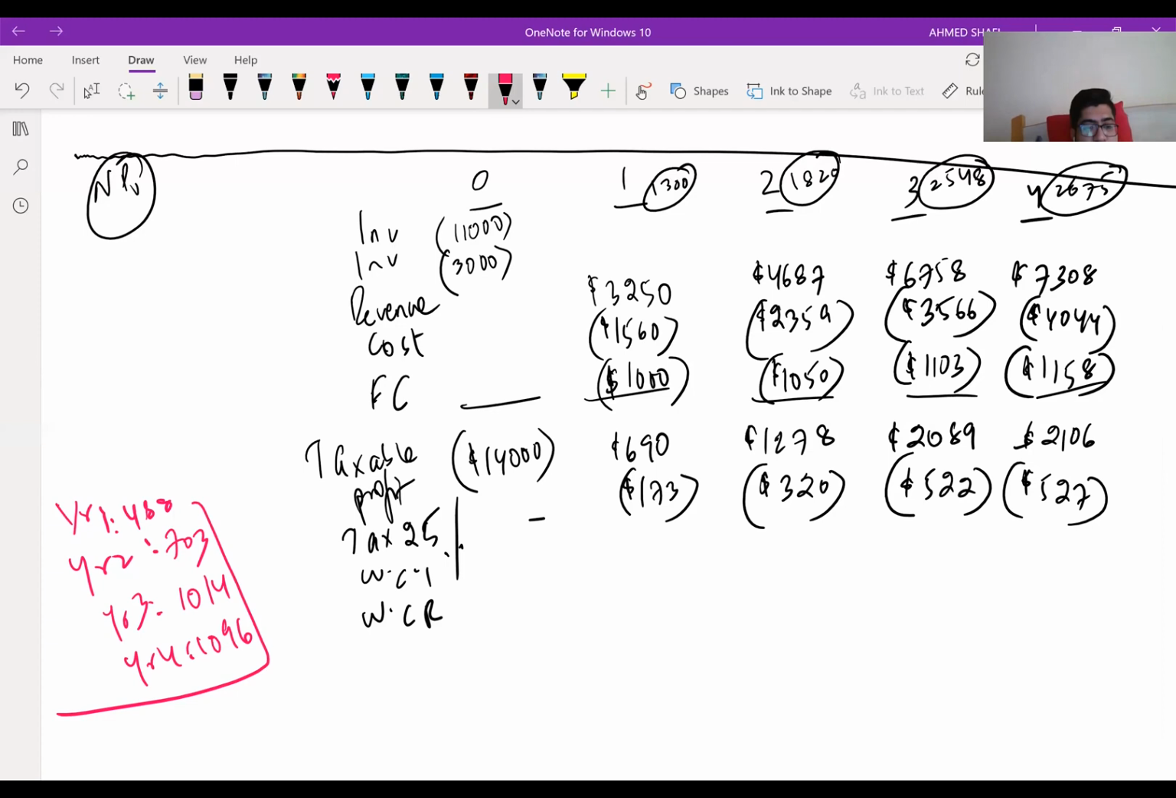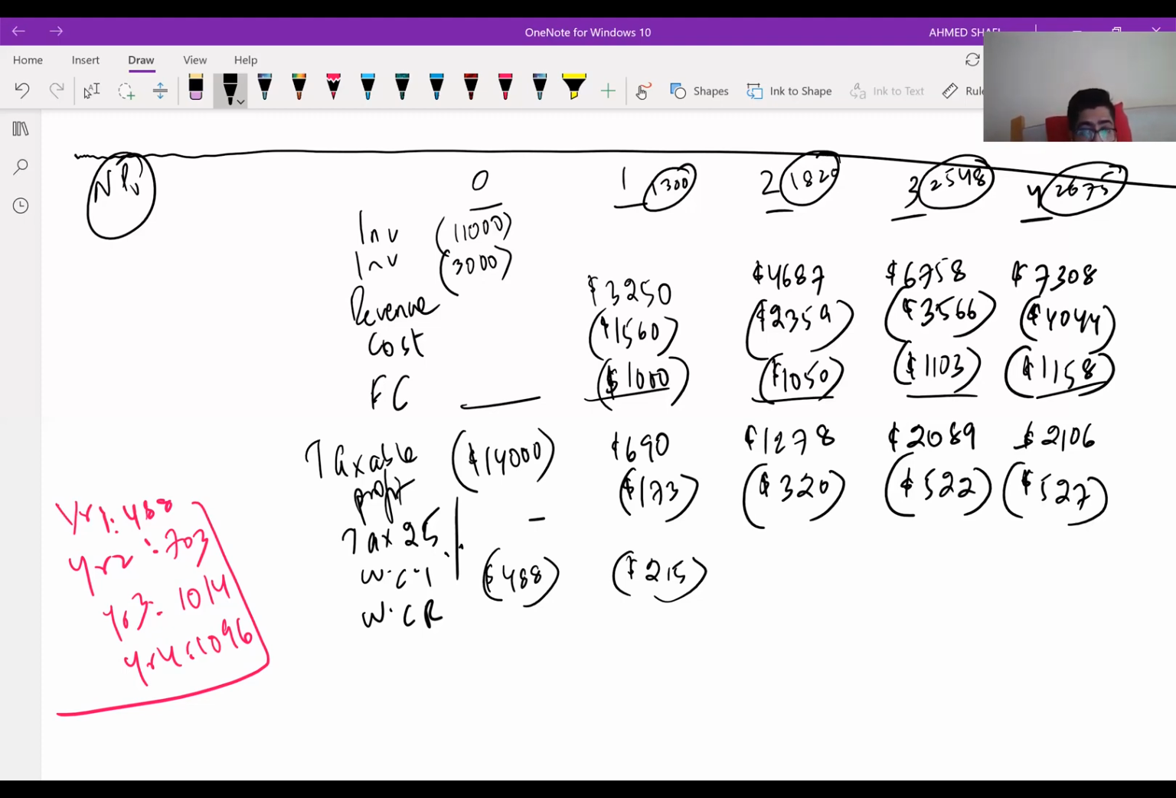Okay, you need to keep this working capital at the beginning of each year. So at the beginning of year one, you need 488, which means you should keep it at year zero. Similarly, at the beginning of year two, you need 703, so you will install it at year one. You need 703, but since 488 is already kept, 215. Then at the beginning of year three, you need 1014.